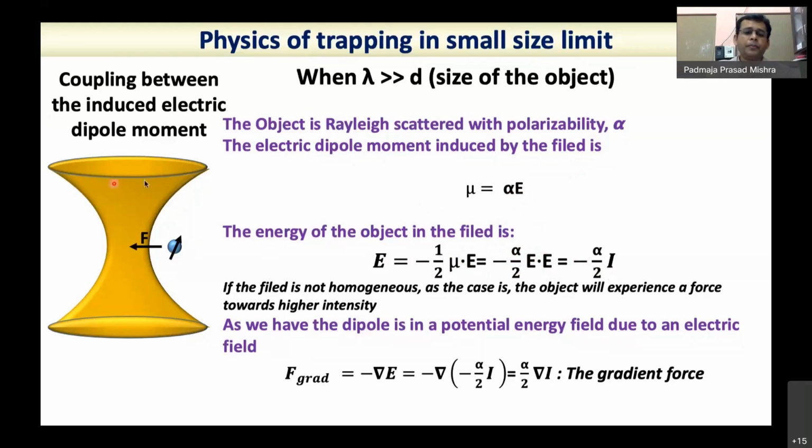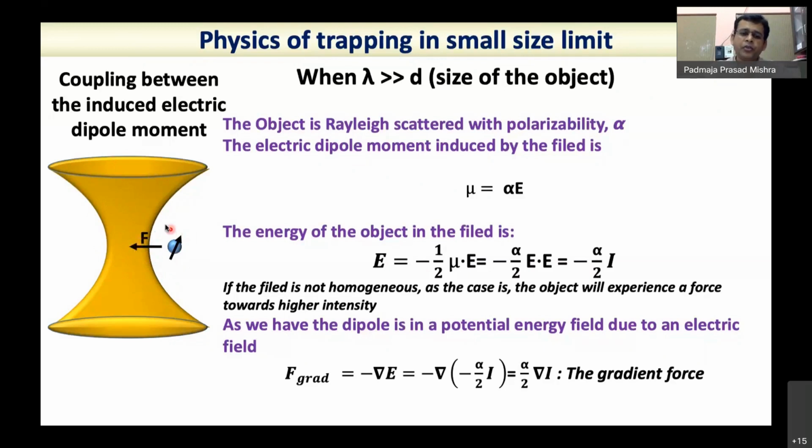As the field, the electric field that we see is not homogeneous. Particularly, as I said, it's a gradient electric field which is created by using a high numerical aperture lens here. So the intensity of the electric field is not homogeneous. The object will experience a force which will drag it towards the more intensity.